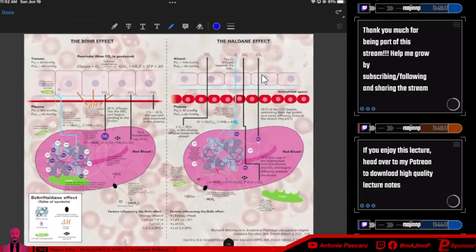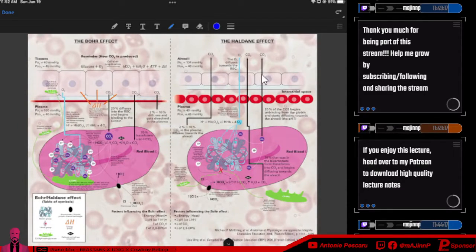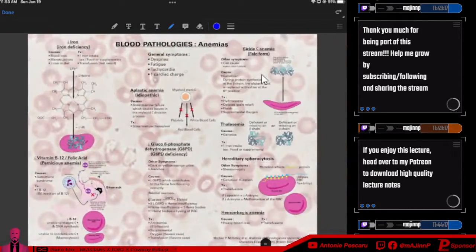And that's basically the Bohr-Haldane effect, and how the exchange between CO2 and O2 happens, and the exchange between the capillaries happen, and the transport of oxygen and CO2 throughout the body happen, in a nutshell.